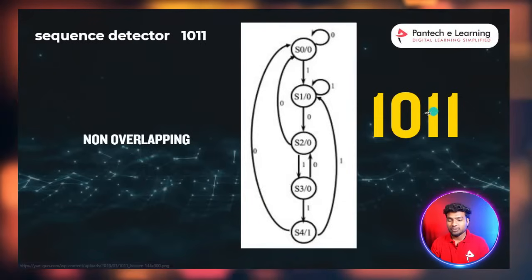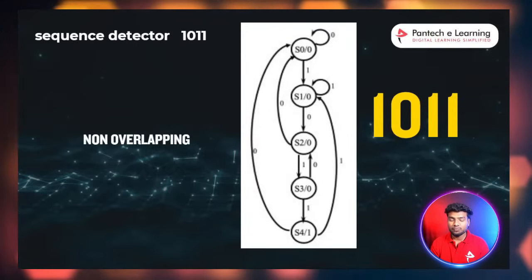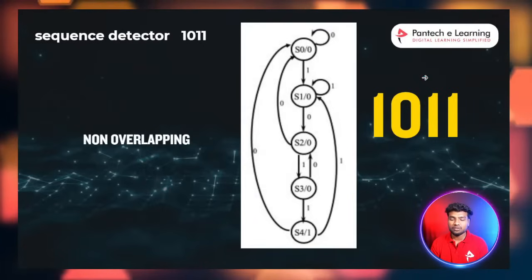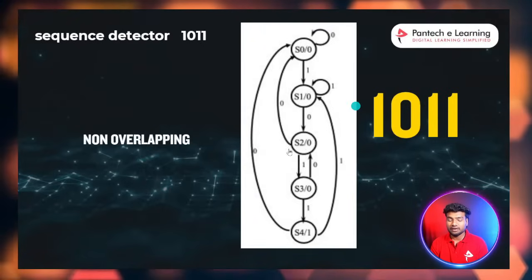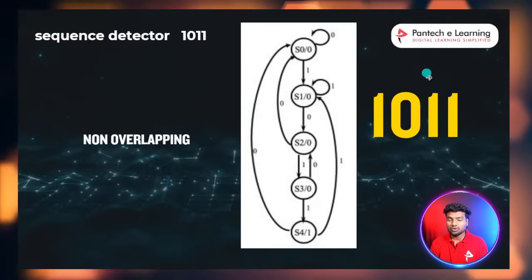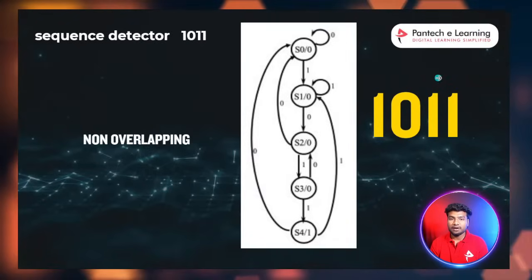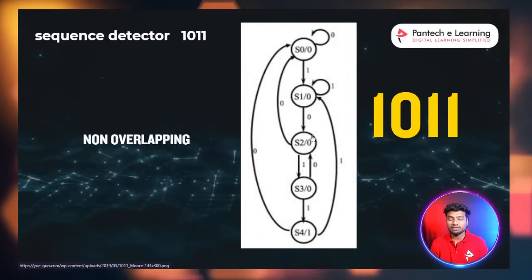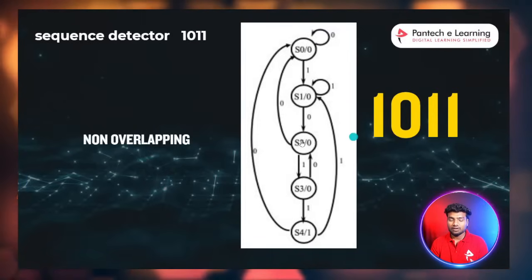Why? Because I'm continuously checking the inputs, looking for the sequence 1 0. I got the 1 0 sequence, but in this third state I am receiving 0. It means 1 0 0, so I totally lost my sequence. I want to start from the beginning, so for that reason it will move into the S0 state.